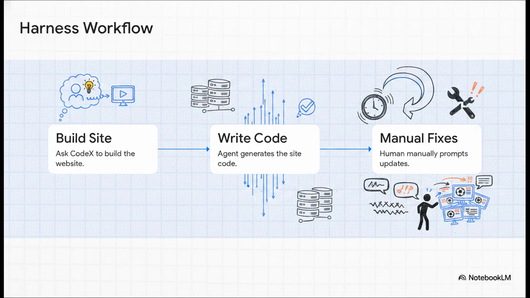So in standard harness engineering, here's exactly how this plays out. Step 1, you ask an AI coding agent like Codex to build you the site. Step 2, the agent uses its context and harness to write the code beautifully. Awesome, you've got a great functioning site.